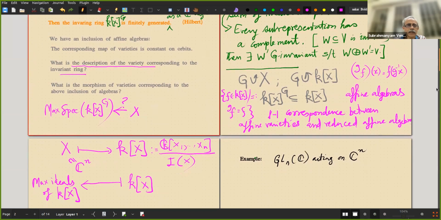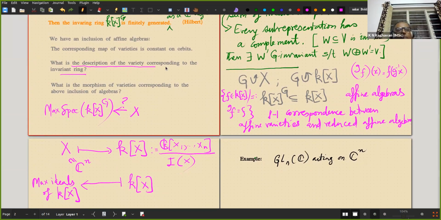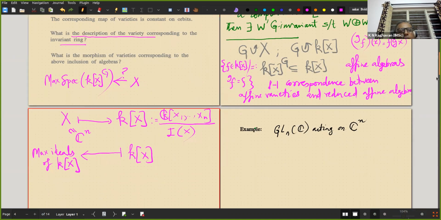So, to recap, G I've assumed is reductive, which means it's linearly reductive, and therefore by Hilbert's theorem, this is a finitely generated algebra. It's an affine algebra, and it's naturally included in the ring of functions on X. The question, therefore, is what is the variety corresponding to this invariant ring, and what is this map? And what is the answer? The answer is quite simple.